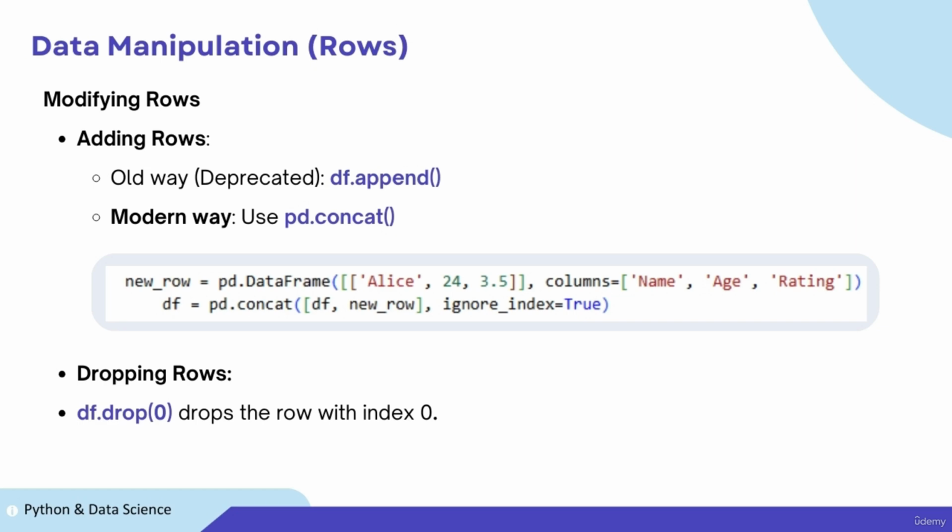To remove a row, we use the drop method again, but this time we specify the index of the row we want to remove. For example, df.drop(0).